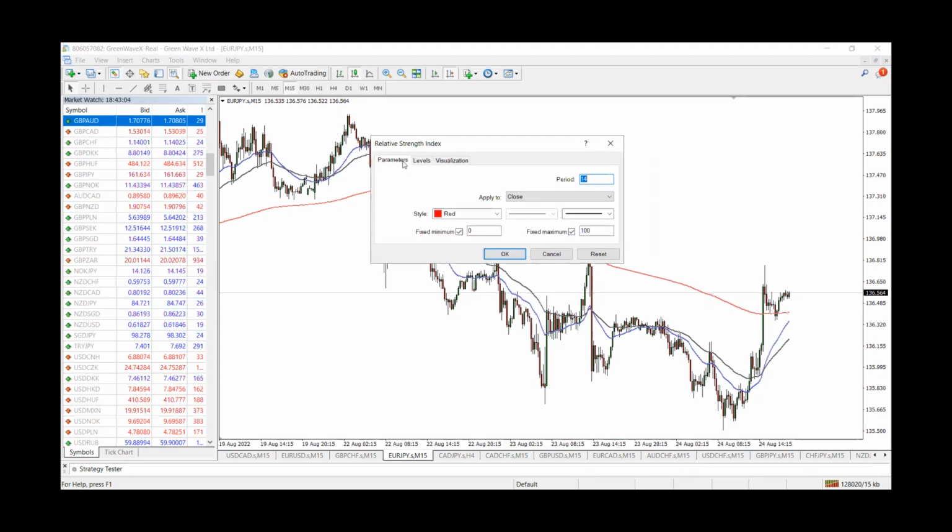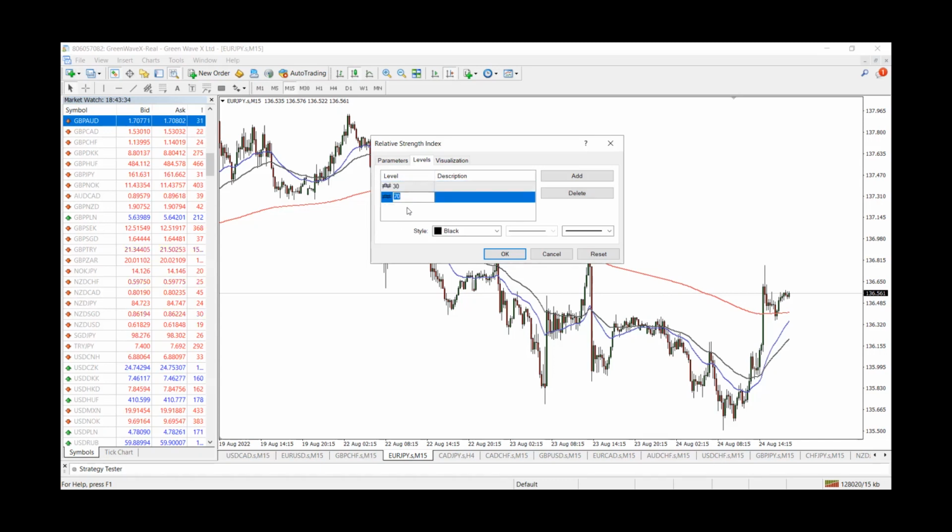So you go to parameters, 14. 14 is good. Apply to close, choose whatever color you want. You can see fixed 0, fixed under. Make sure these are checked. By default, they will be checked. Then go to levels, and 30-70 is okay. All right. If you want to adjust, just double click here. If it's 20 you want, if it is 30 you want, just put it there. Okay, but 30 is good for me. Enter. If you want to do this one, you can double click.